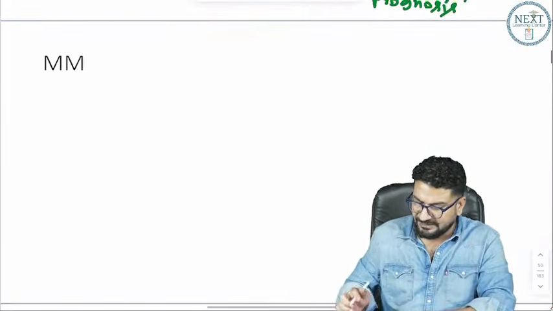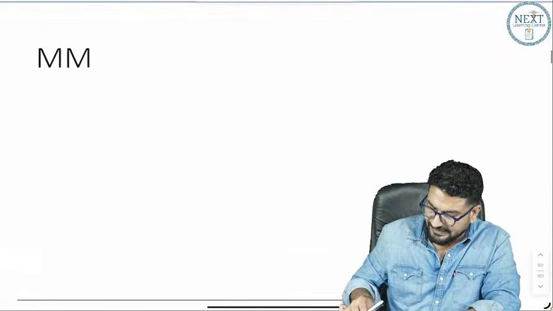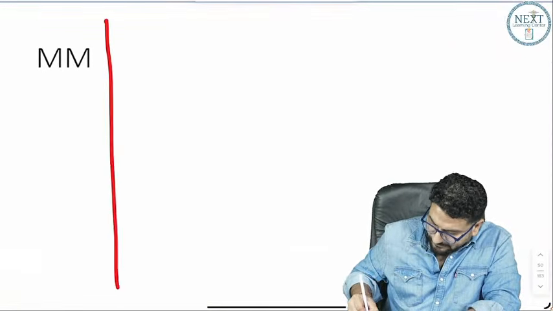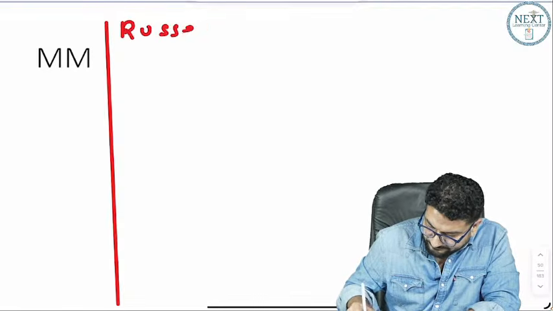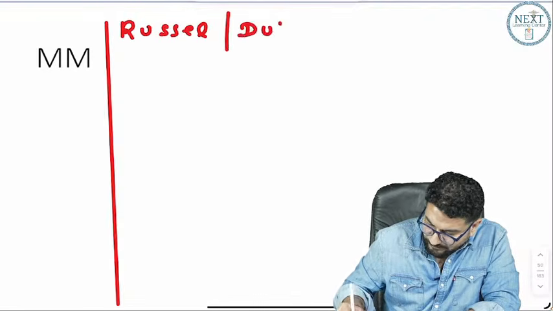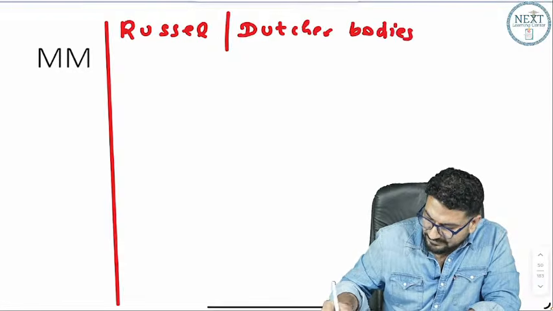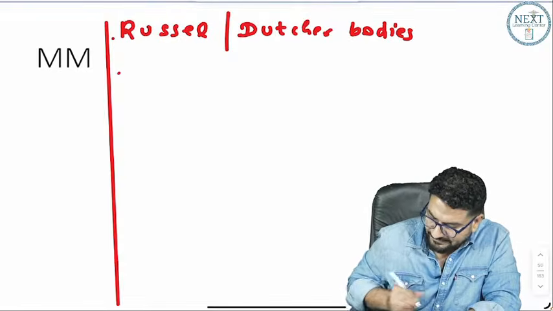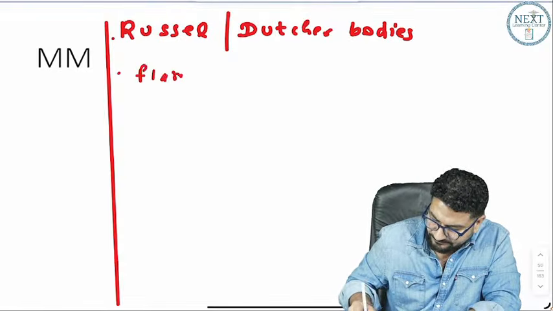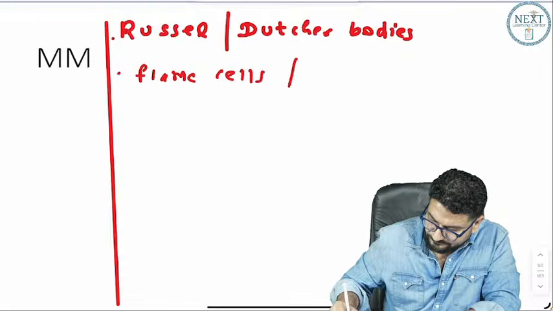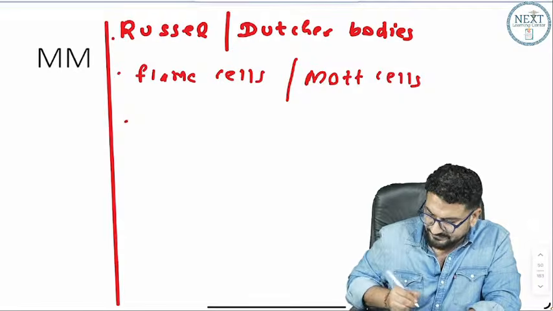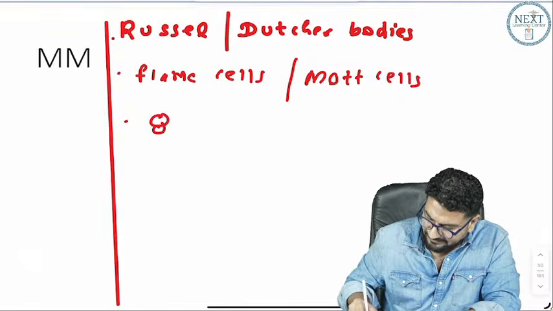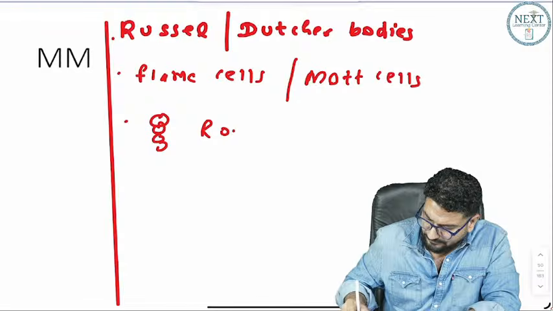So what do they ask you on multiple myeloma? Look at the screen. They ask you a few MCQs, all the MCQs of multiple myeloma I'm writing here. They ask you Russell bodies, Dutcher bodies. Then what cells will you find? You will find cells like flame cells, Mott cells. In RBCs you will see one above another. What do we call this? We call this Rouleaux formation.